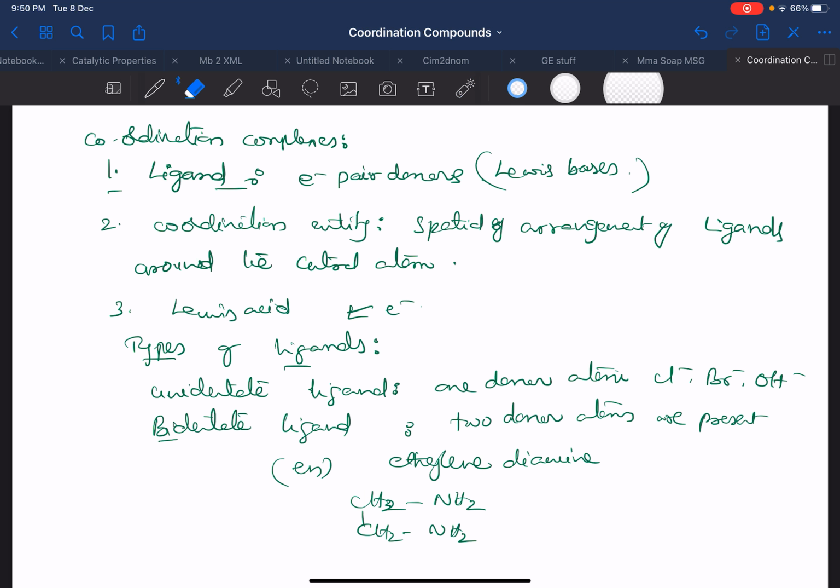Here the two amine groups, NH2 groups, are involved in the coordination bond with the central metal atom, so it is called the bidentate ligand. That means two donor atoms are present, and both are involved in the coordination covalent bond with the central metal atom, so it is called the bidentate ligand.